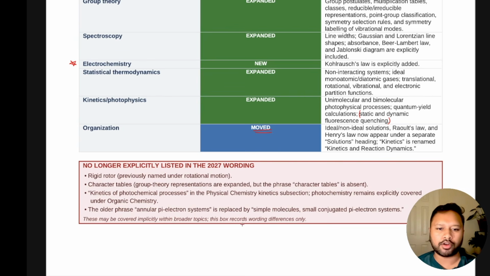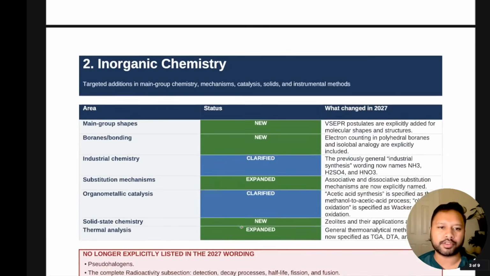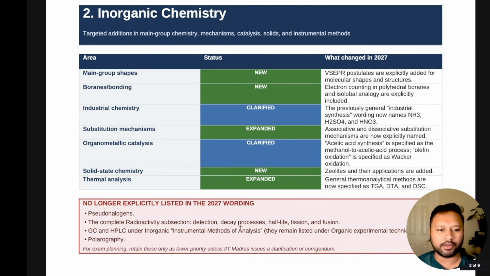Okay, so let's now talk about the other thing, which is inorganic chemistry. In inorganic chemistry also you will not see a lot of changes, but let's talk about it. Okay, so in main group, shapes are being added. What are the new things added in 2027? Like VSEPR postulates are explicitly added for the molecular shapes and structures. Then boranes bonding is added. This is something which was not mentioned earlier.